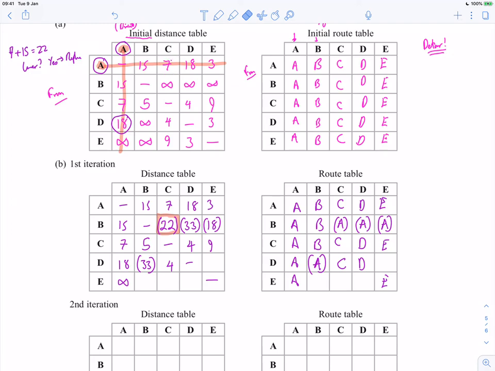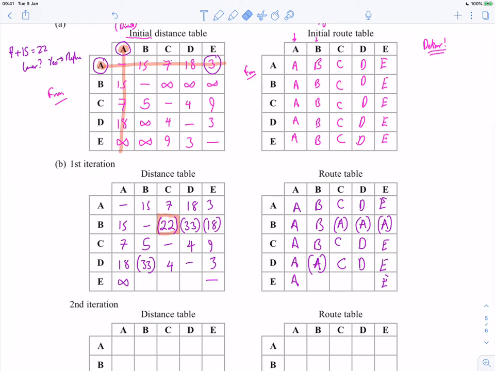We don't do the next one because that's the D by D. So we look at 3. 18 and 3 is 21. That's not smaller than the corresponding 3. So that stays as a 3. So then that stays as an E in the root table.